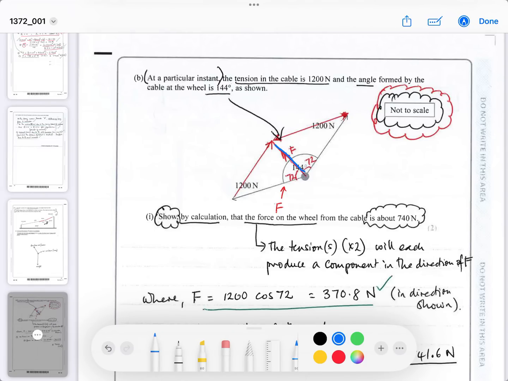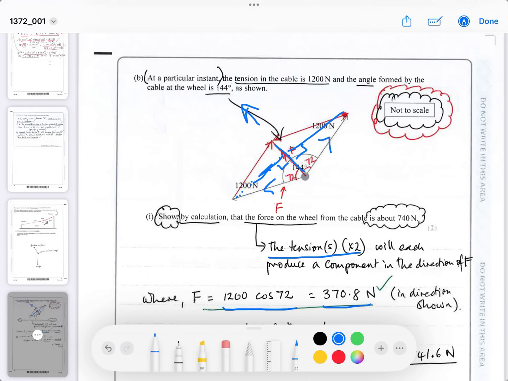So the reason is, if you draw a right angle triangle, the component, so this is a right angle here, you would get one from each side, and this will be a right angle. And the component of each of these tensions, the one acting this way and the one acting that way, the component of it in the direction shown, which is this way, will be equal to 1200 times cos of half of this angle between them, okay? So it'll be 1200 times cos of 72, which gives you a value of approximately 371.